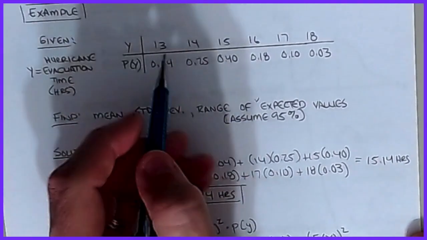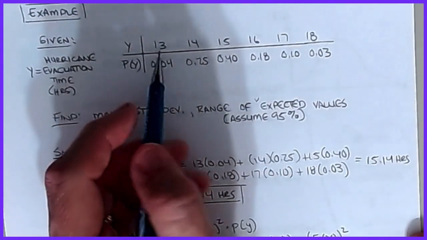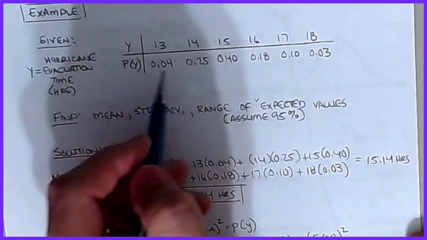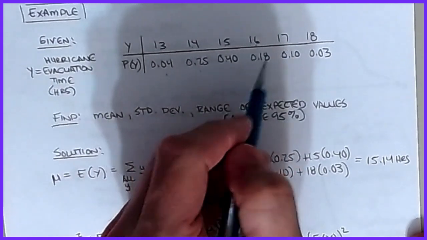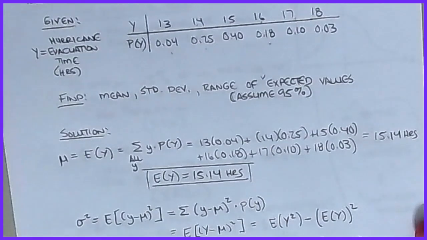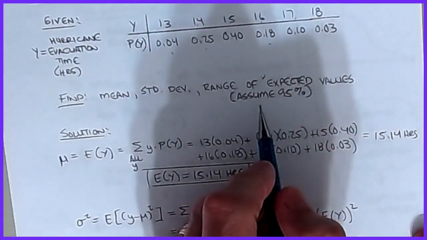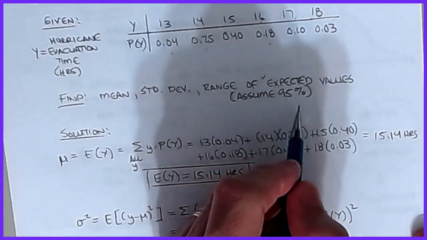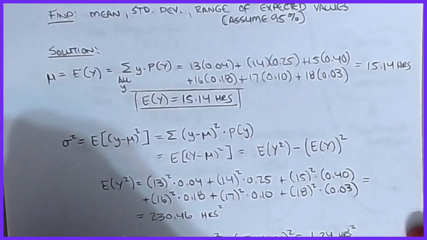I'm not exactly sure how they would pick up this data. It's probably an after-the-fact measurement, a survey or poll or something that was done, where people said it took them 13 hours, 4% of the population, 14 hours, 0.25, 15, 40%, 16, 18%, and so forth, 17 and 18, 10 and 3. All right, so what we want to find is the mean, the standard deviation, and then the range of expected values, assuming that the range is defined as 95% of all of the data points. I'll show you an empirical rule and where that's coming from.